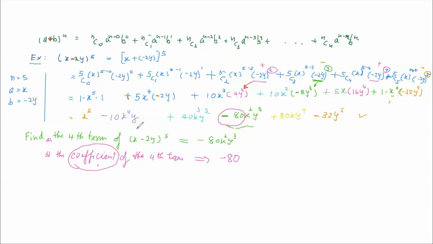If the question says find the third term, you just answer this one, the blue one here. But if they say find the coefficient of the third term, you just answer 40, and since it's a plus sign, whether you write it in the final answer or not is still okay. But if it has a negative sign, you must carry it out. The negative sign is necessary to write down in the final answer.